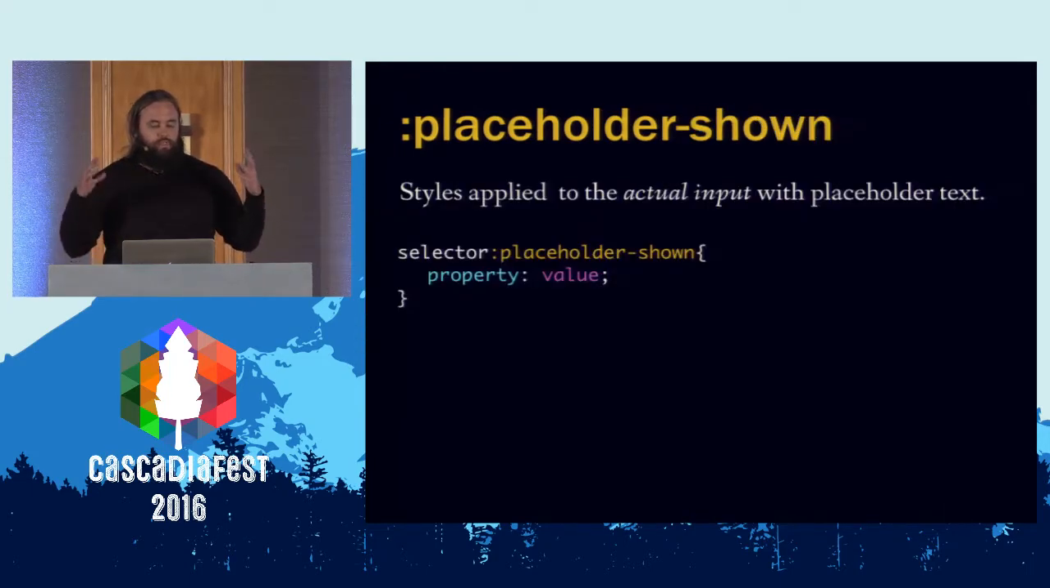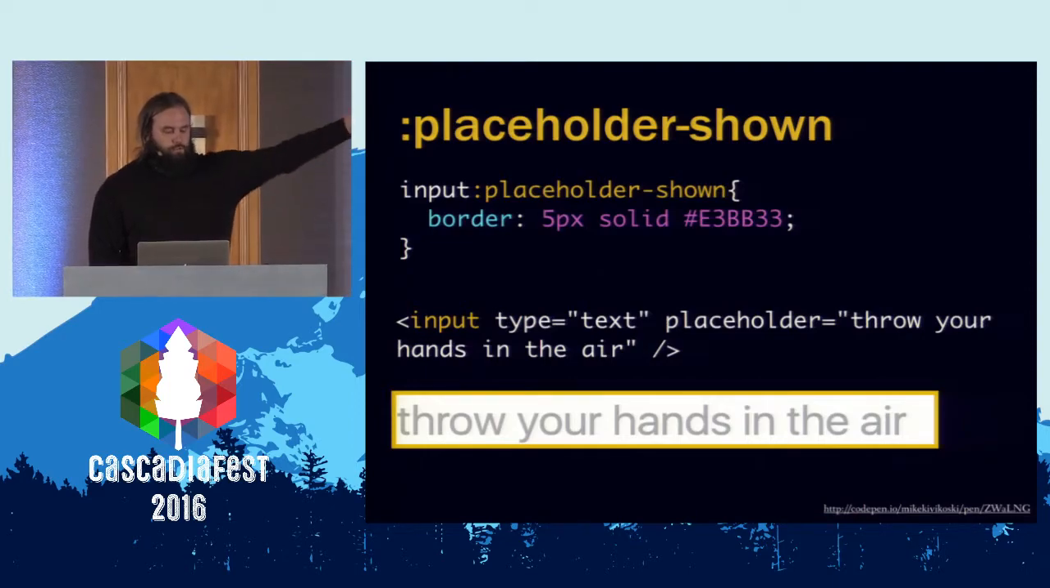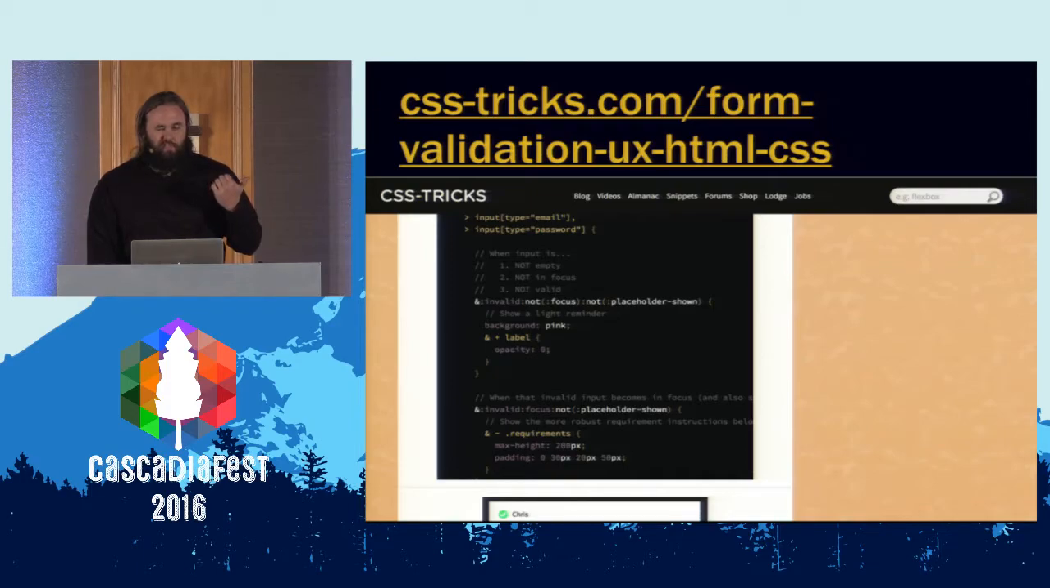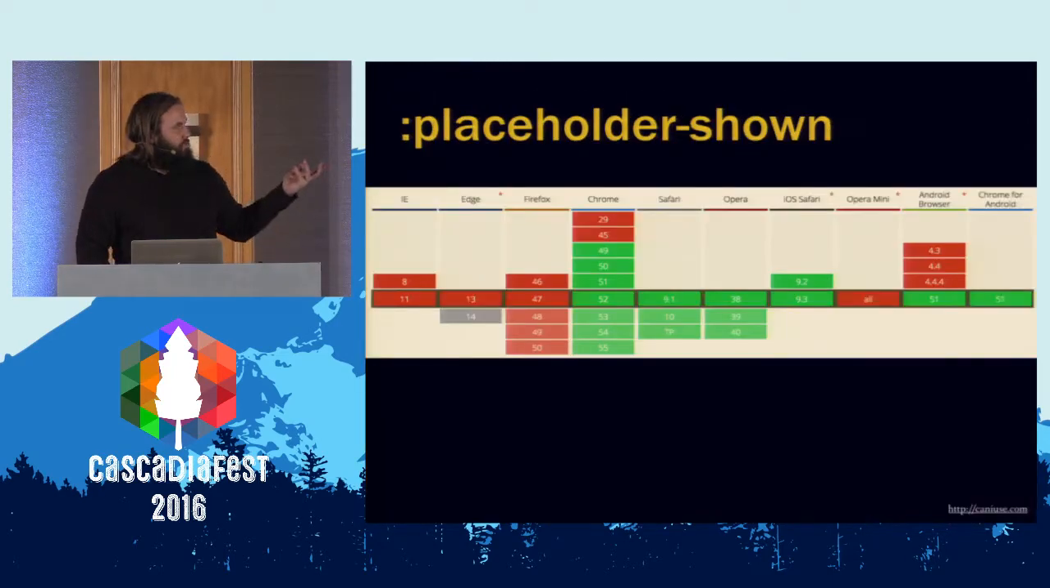Placeholder shown: these are the styles applied to the actual input, so the parent item of your placeholder. If we have that same one, we can target the input. If you want to target inputs that have placeholder shown, and it's a parent and it's a class, there is a nice article on CSS Tricks from June that actually changed the invalid, not focus, not placeholder shown. So you can get around some of that awkward validation that the browser gives us. Unfortunately, support for it is still pretty crummy, but your Chrome, Safari, Opera hang out pretty well.